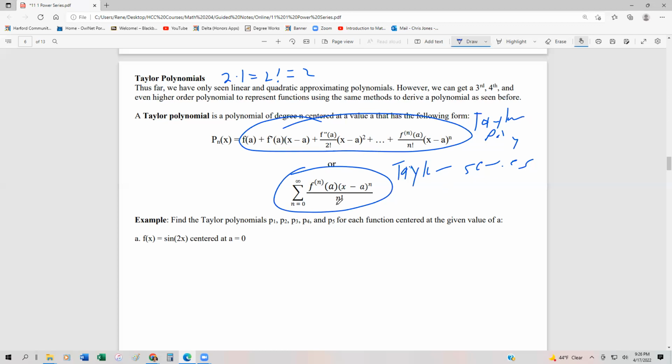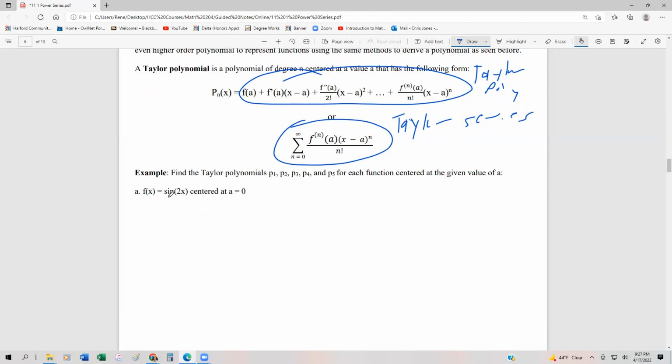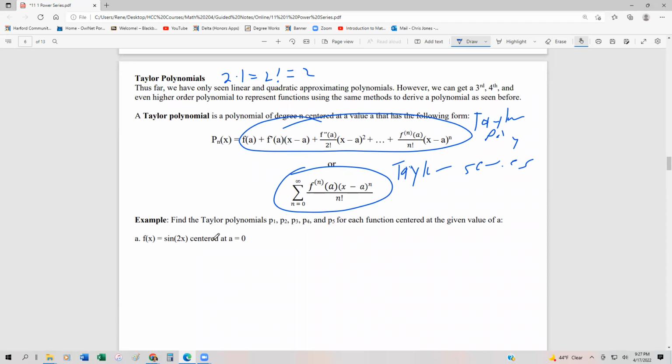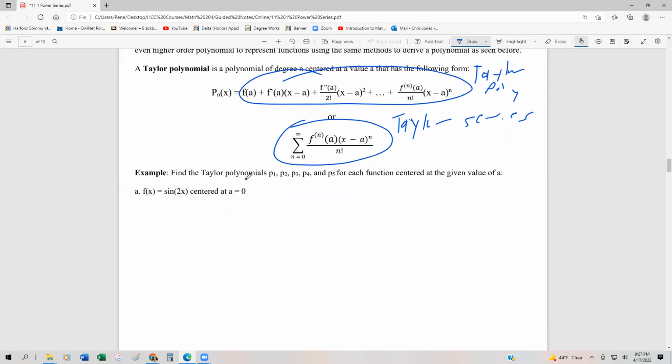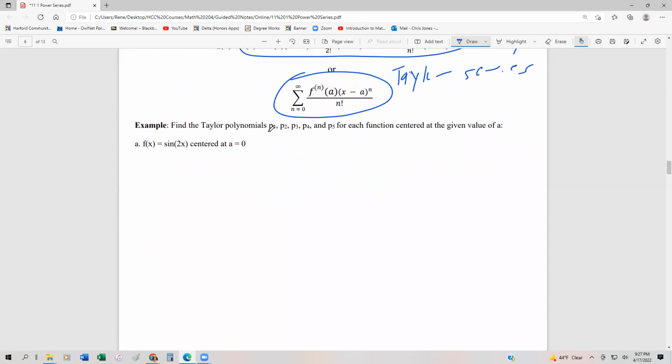All right, so I'm going to show you how to find the Taylor polynomials P1, P2, P3, P4, and P5. Let's take a look at this function, sine of 2x, centered about a equals 0. Let's see if we can find a polynomial to represent sine of 2x about a equals 0. And then I'll show you what happens as the degree of the polynomial increases by graphing them on some sort of graphing device.